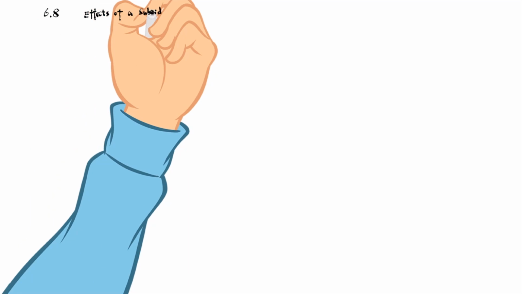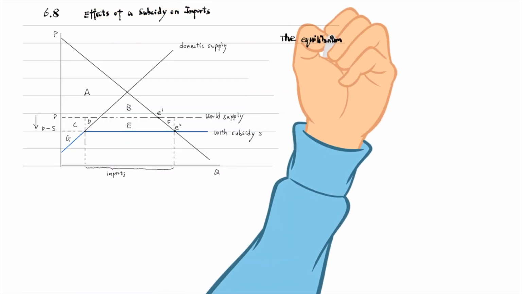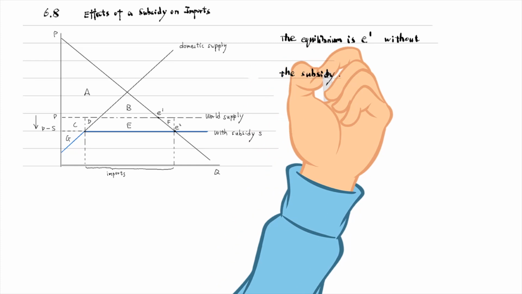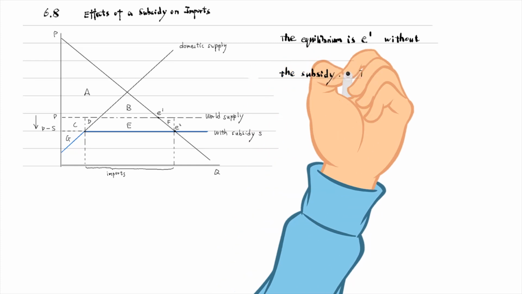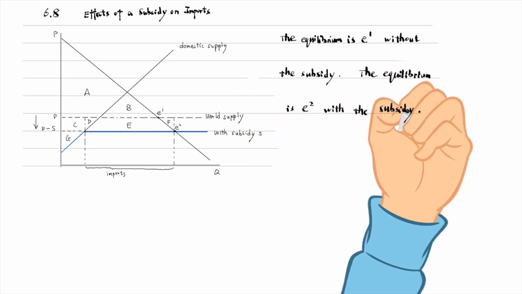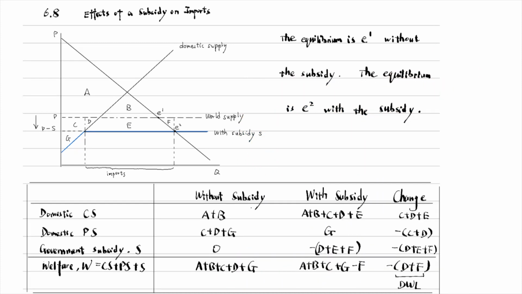The answer is no. The graph shows that the equilibrium is E1 with free trade when the world supply is horizontal. The domestic consumer surplus is the area of A plus B. The domestic producer surplus is C plus D plus G. So the social welfare is A plus B plus C plus D plus G.